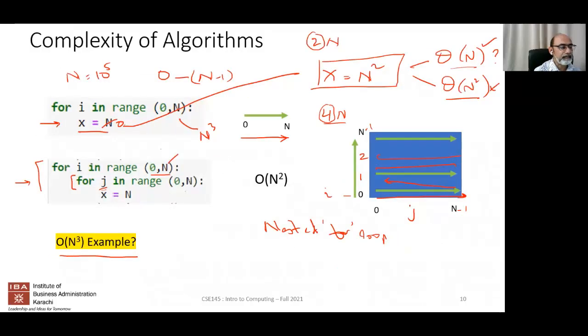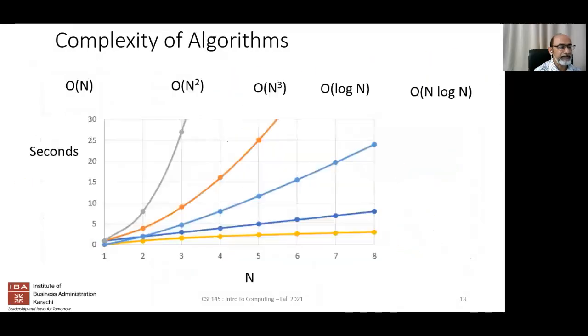Now let's take a look at some curves. This shows you 5 algorithms, which I've not labeled: order of n squared, order of n cubed, order of log n, and order of n log n. I haven't talked about all of these, but I've already spoken about 3 of these algorithms. What I'm trying to show you is 5 curves: 1, 2, 3, 4, and 5.